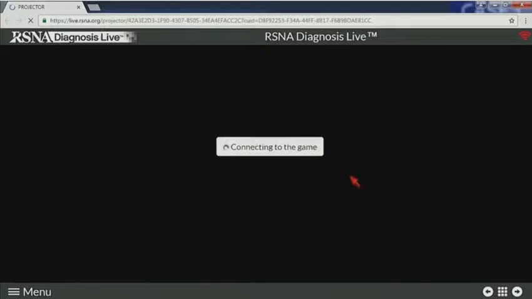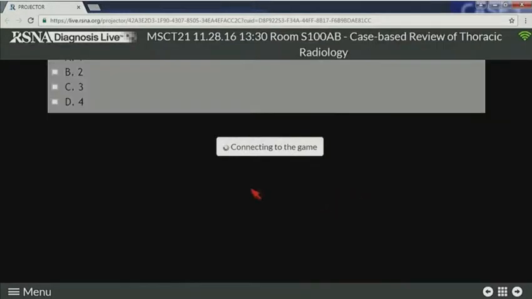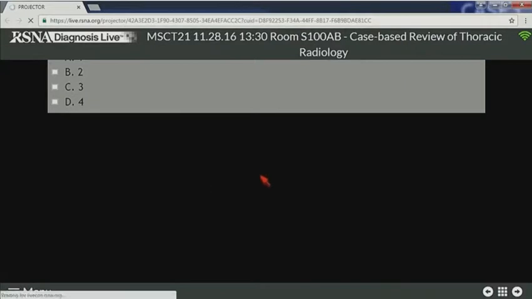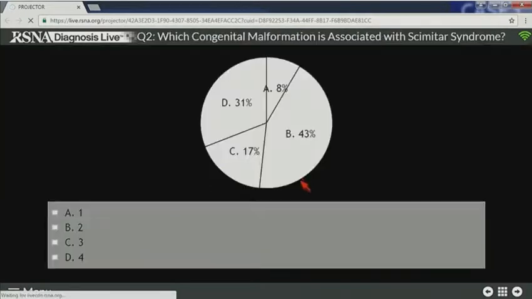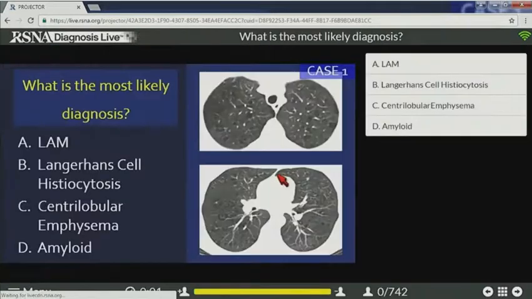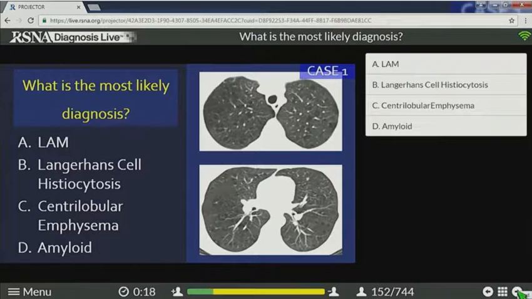Okay, so of these choices, LAM, Langerhans cell histiocytosis, centrilobular emphysema, or amyloid, which one do you think it is? Some people are already voting. I'll give you a few seconds. You've had some time now to think about this case. Okay, hurry up and get your answer in.